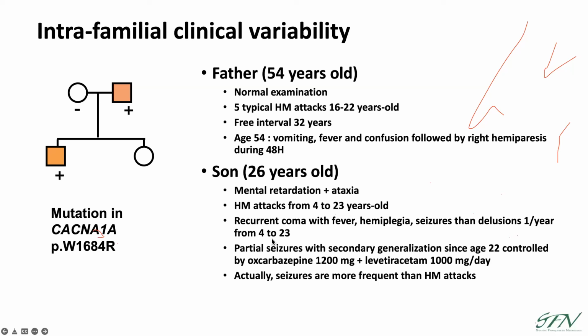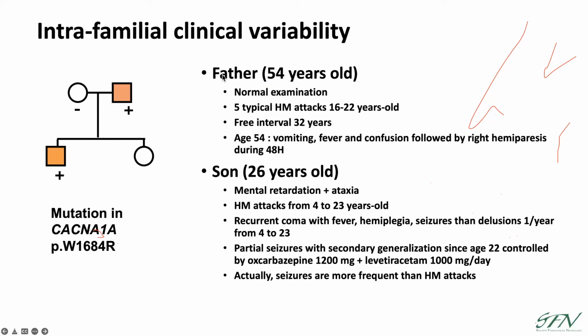But every year, he has at least one coma with fever, prolonged hemiplegia, seizures, followed by confusion and sometimes hallucination lasting several weeks. And each time he needed to be hospitalized. And then at age 22, in addition to hemiplegic migraine attacks, he started to have partial epileptic seizures with secondary generalization that continued and were controlled by medication. And actually, epileptic seizures in this man are more common than hemiplegic migraine attacks.